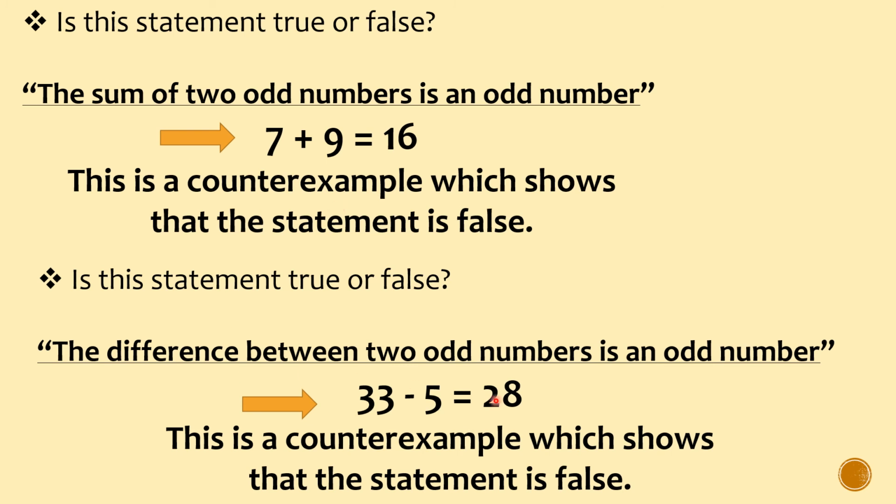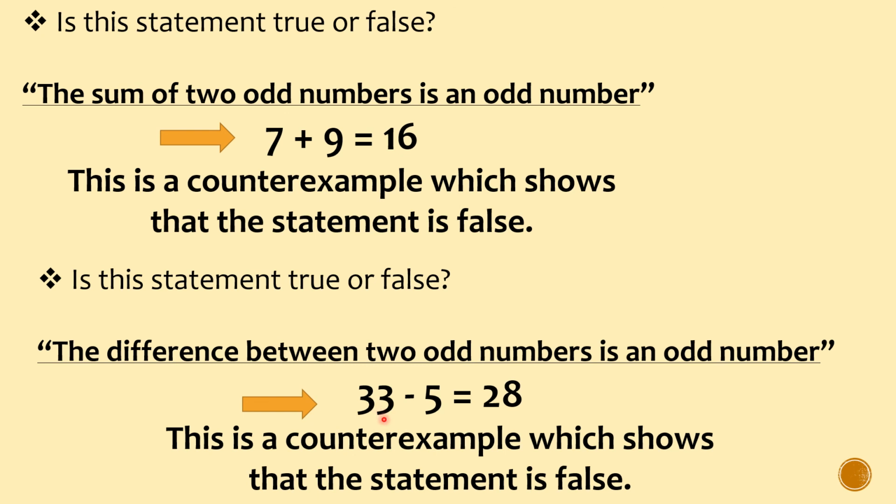Now another statement. The difference between two odd numbers is an odd number. Now the statement is saying that the difference between the two odd numbers, difference means minus. So whenever I'm subtracting two odd numbers, you get an odd number. Is that right or wrong? Let's find out. 33 minus 5. I take one odd number, which is 33.